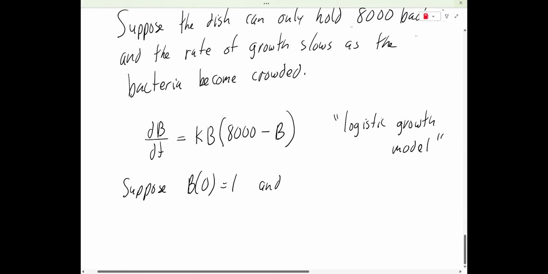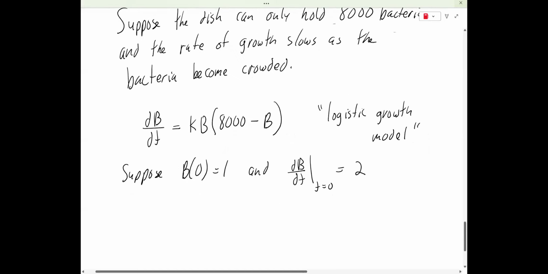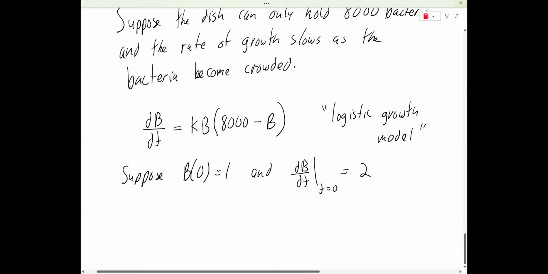Oh, yeah. Let's suppose B of 0 is equal to 1. And let's also say that dB/dt evaluated at t equals 0 is equal to 2.